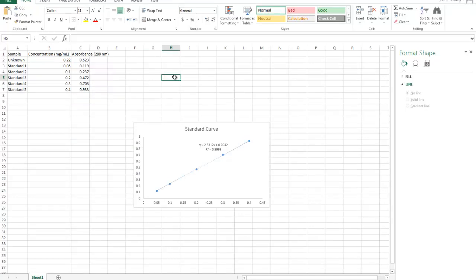Wasn't too hard. This works if you're doing proteins or really anything else where you've got some standards and you've got some measured values. You need to figure out what they mean.